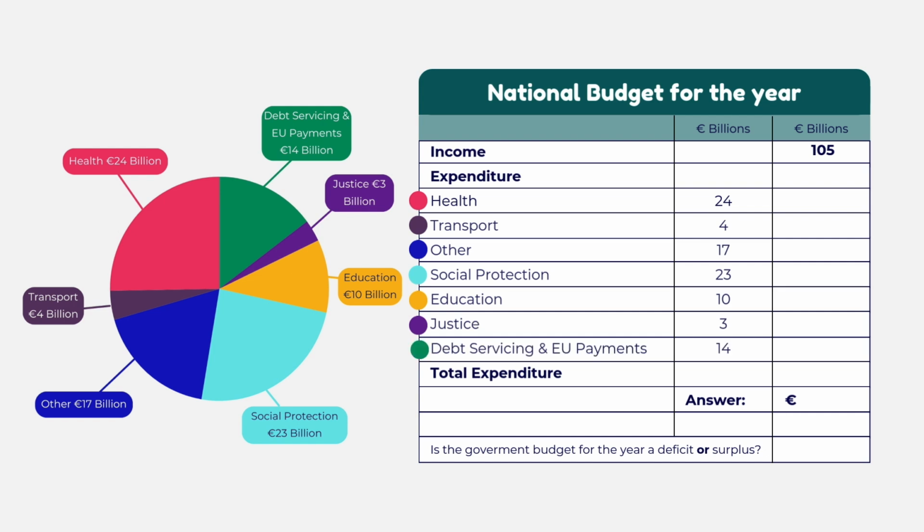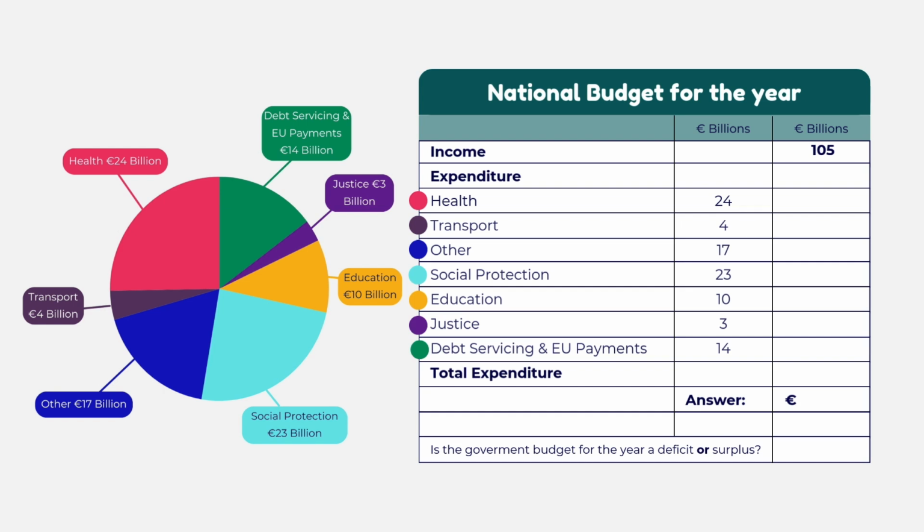Finally, we have debt servicing and EU payments of 14 billion. This would be things like payments on interest for national debt, as well as contributions to the European Union budget and any financial obligations related to EU programmes or agreements. Basically, paying for any interest on money we borrowed and providing payments to the EU.